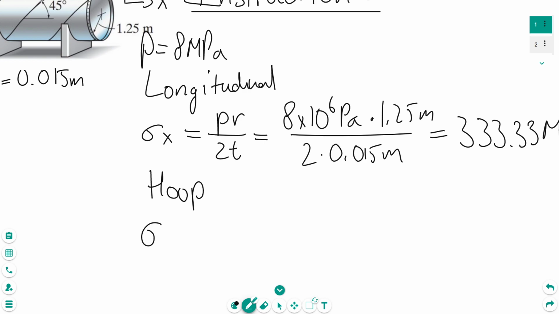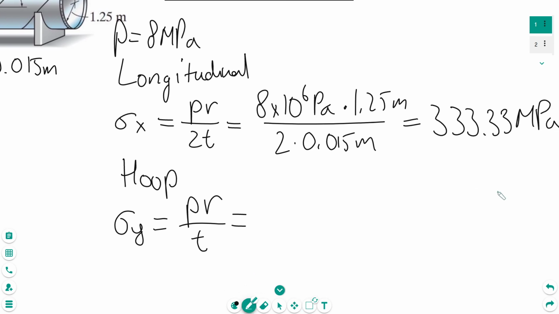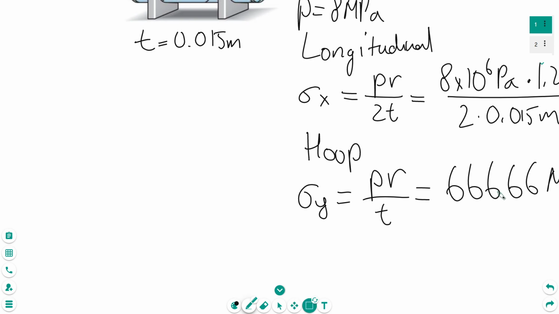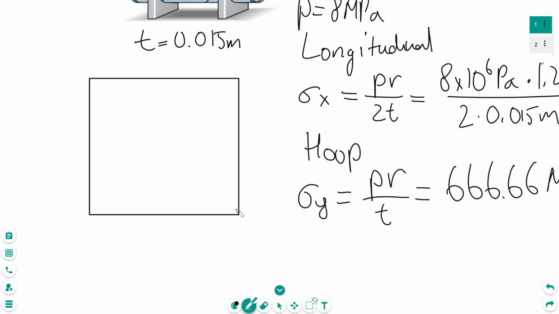Similarly, we can find the hoop stress. The hoop stress is in the positive y direction, and the magnitude is given by PR over T. Comparing it to the formula for the longitudinal stress, we see that it is exactly twice as large as the longitudinal stress. As such, we can write it as 666.66 megapascals.